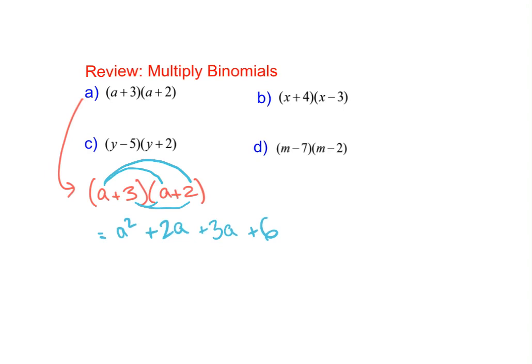Pretty much done here. The last thing we need to do is just add these two like terms together. 2a and 3a added together gives us 5a. So our final answer, we have a squared plus 5a plus 6.